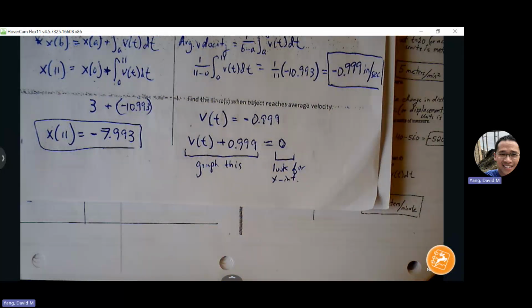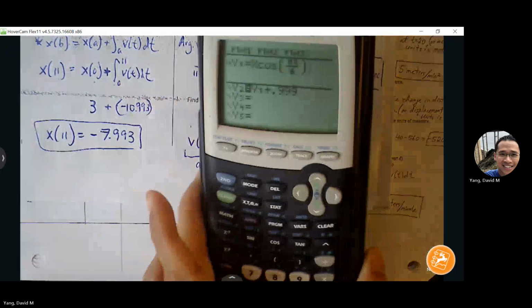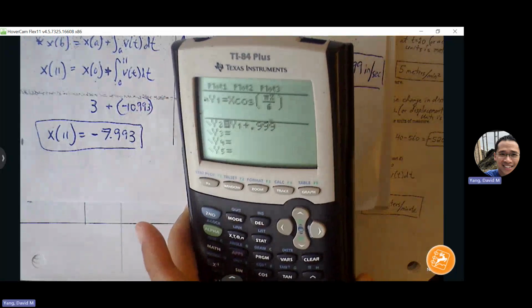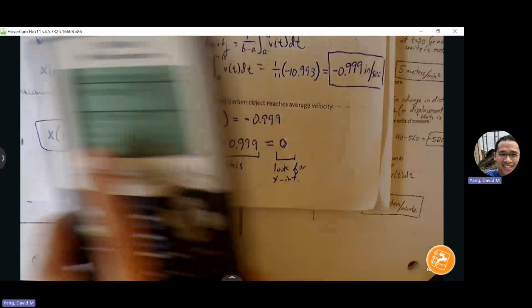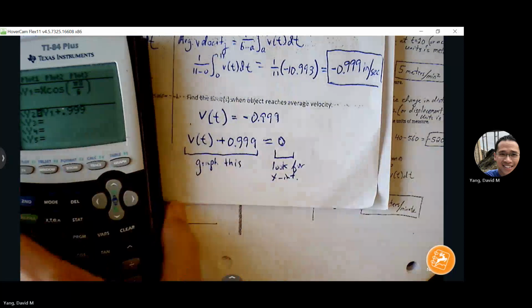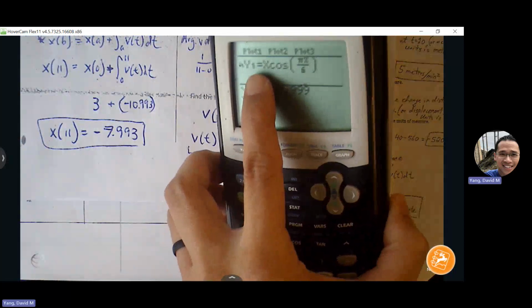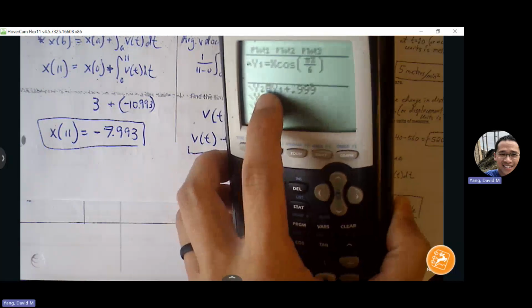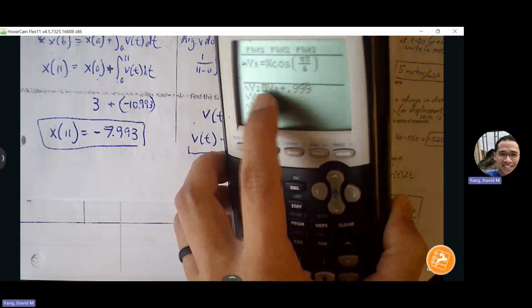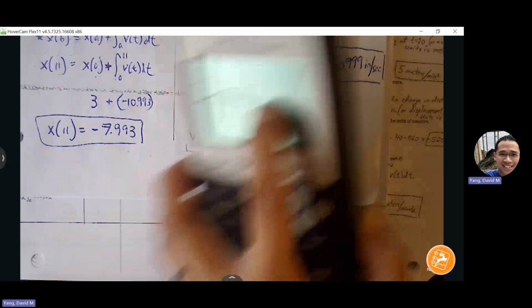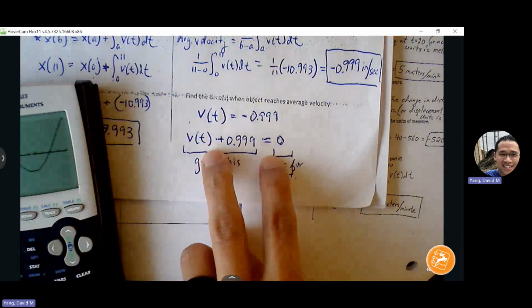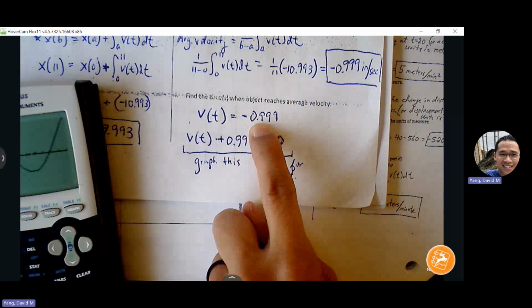It's also easier than having to search all over your graph for intersections that may be hard to find. So what I did was I took my velocity function, kept it there, and under y2, I entered velocity plus 0.999. Then I unhighlighted my first graph because I didn't want to see that one. I want to see my new graph, and from here I'm just going to hit graph. Now I'm going to look for my x-intercept, because my x-intercept will be the times that make this statement true, which is when my velocity is hitting that negative 0.99.